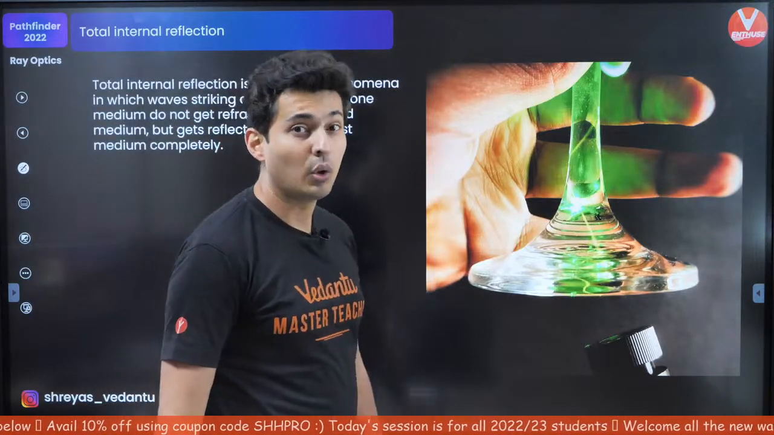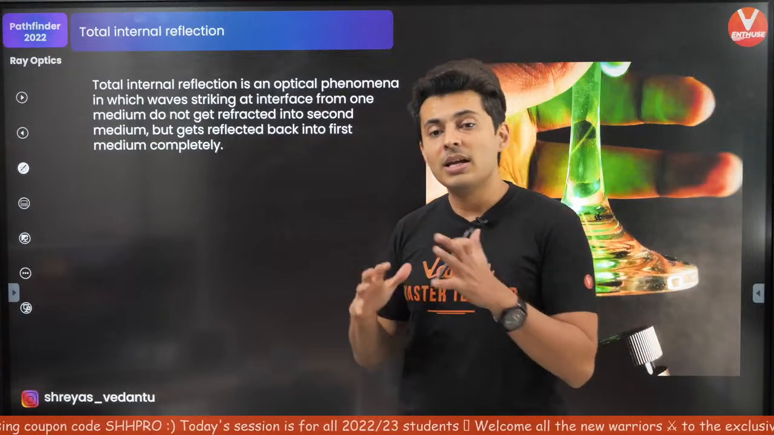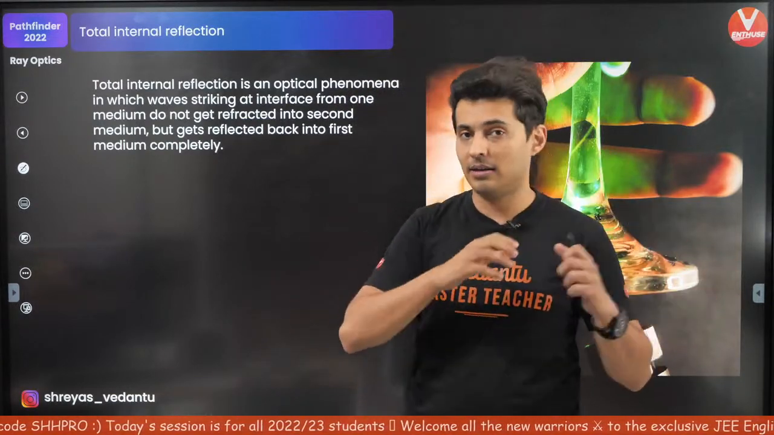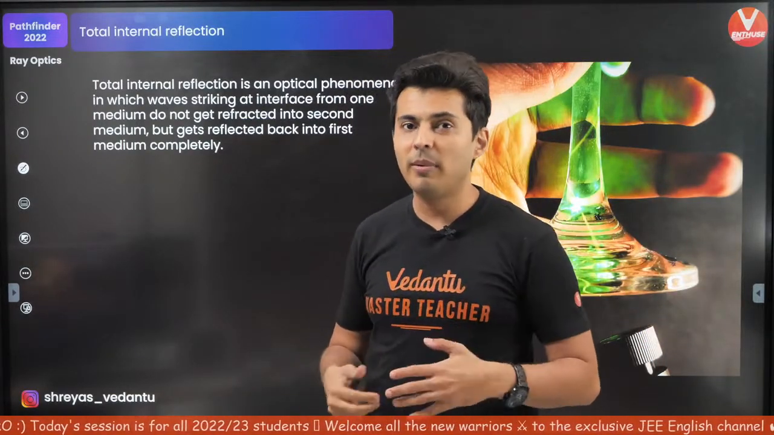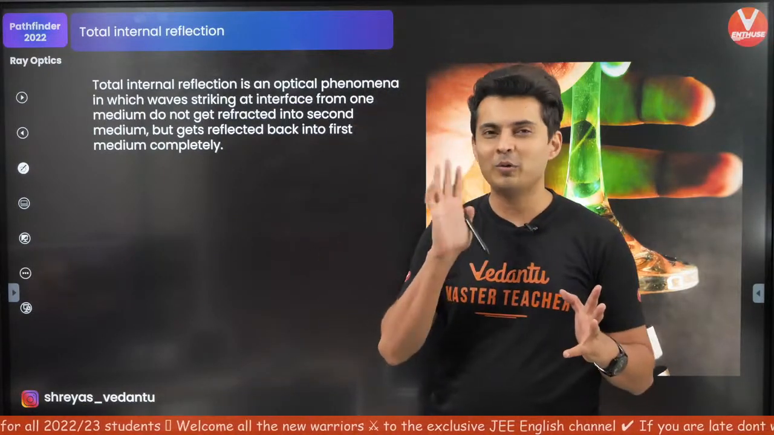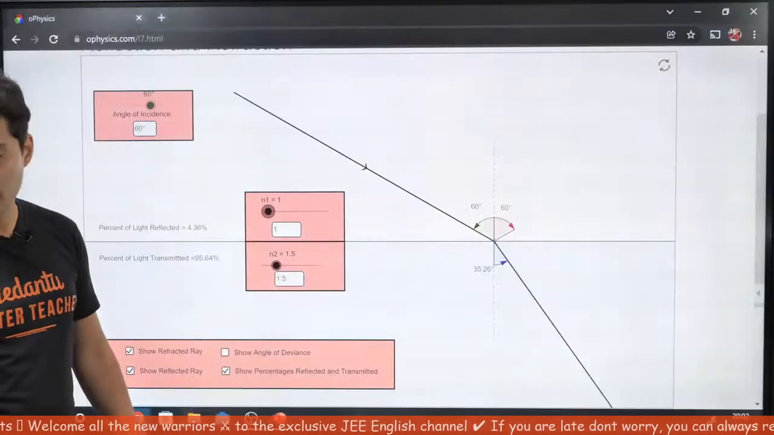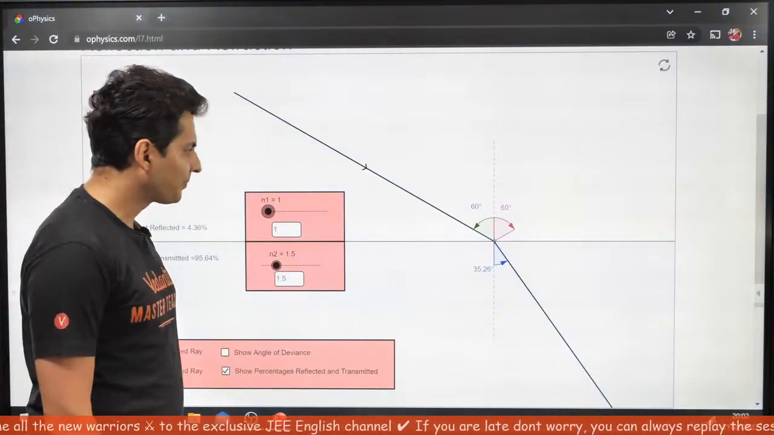And this is a property only when the light rays travel from dense to rare. I'll repeat, this property is obeyed only when light rays travel from dense to rare, not from rare to dense. And let's have a look at this using this simple simulator up on your screen.